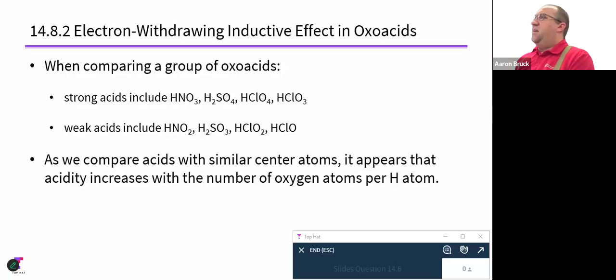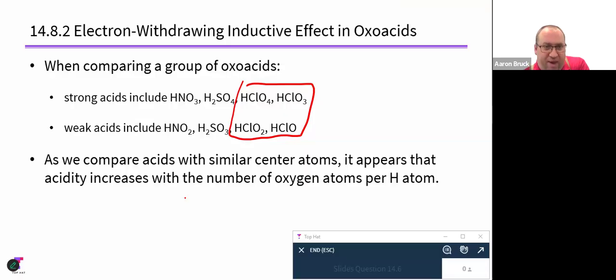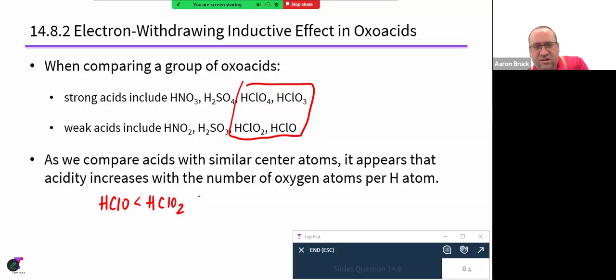So the overall trend is this. If I'm starting to compare acids that have similar center atoms, acid strength is generally going to increase with the number of oxygen atoms. So if I'm looking at, for example, these four acids here that all have the same center atom and are all monoprotic, I would expect that the order of acidity would start with the fewest oxygens and gradually increase with the number of oxygens.